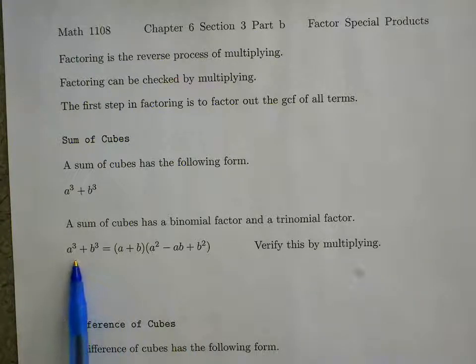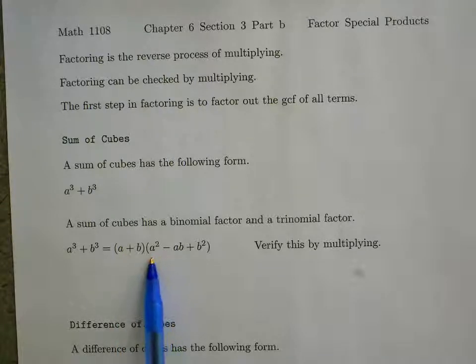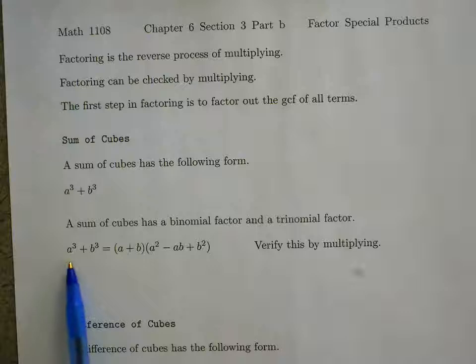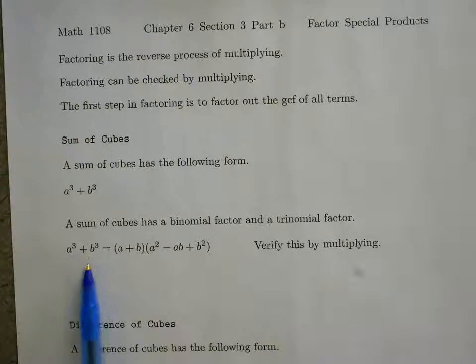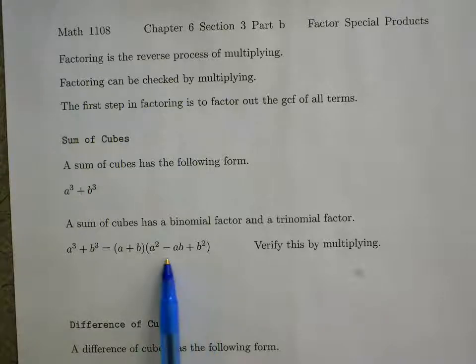So if you see something that has the form a to the third plus b to the third, the binomial factor is a plus b, and the trinomial factor is a to the second minus ab plus b to the second. In general, if the greatest common factor of a to the third and b to the third is 1, then it will turn out that the trinomial cannot be factored with integer coefficients.